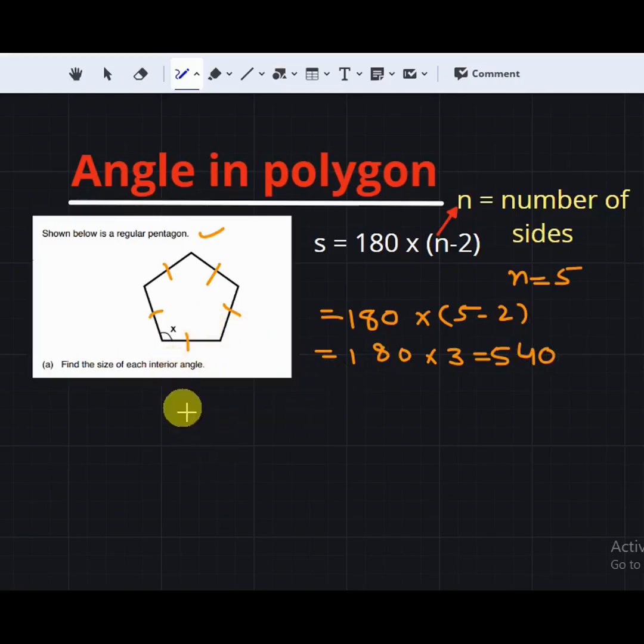So I have to find x. So 540 divided by the number of sides, 1, 2, 3, 4, 5, divided by 5, which is equal to 108. So it means that this angle x is 108.